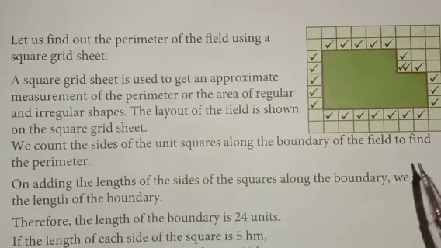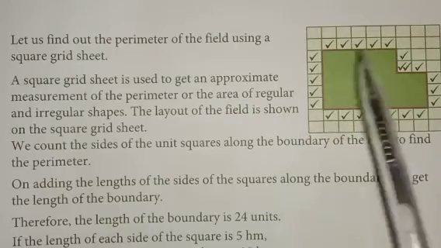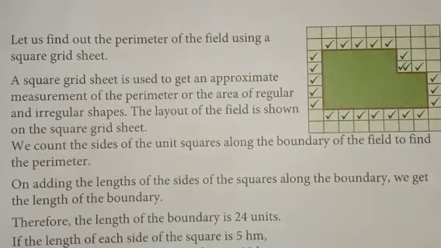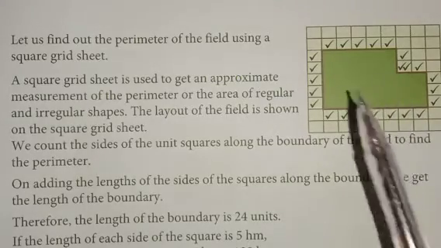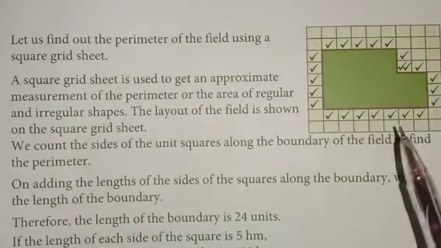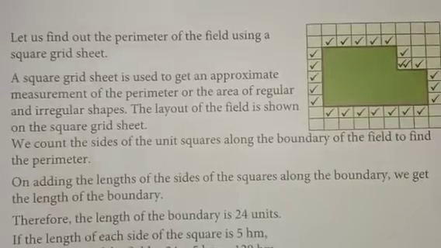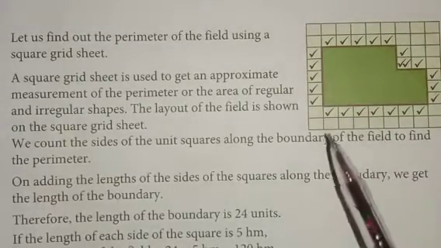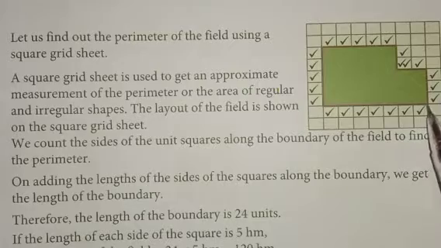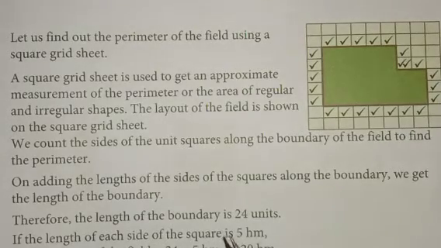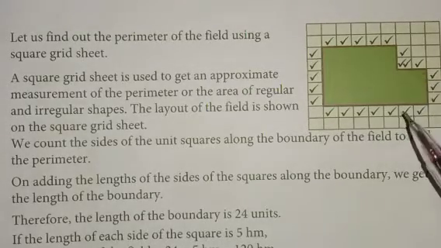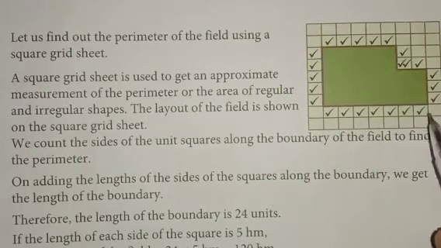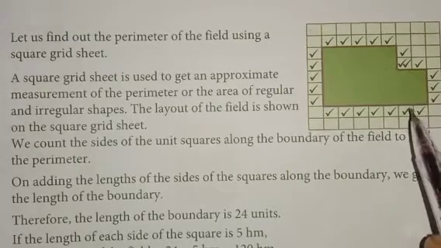It is like a square notebook. You have seen the square notebook in first standard, that is a square grid sheet, and you can draw a picture inside it. You want to find out the perimeter of this picture. From here to here is 1 unit. So how many units? We can start from here to find out the perimeter of this figure.